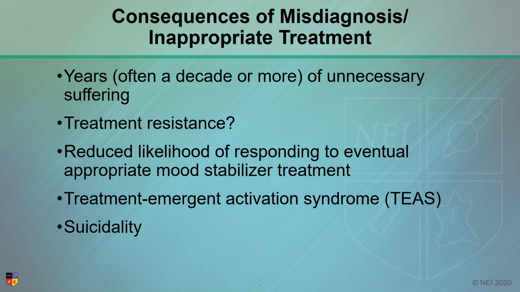There is some evidence that as time goes by, that condition is worsening, you're not treating it appropriately, and they may be less responsive to the proper treatment down the road. Treatment emergent activation syndrome, TEAS, that's what we're talking about when you give an antidepressant, you trigger mania. And again, suicidality, the bottom line, the condition that kills our patients in psychiatry. So it's a very serious issue.